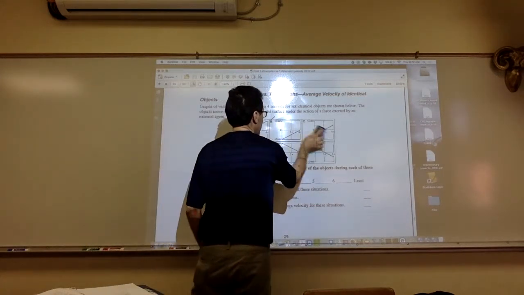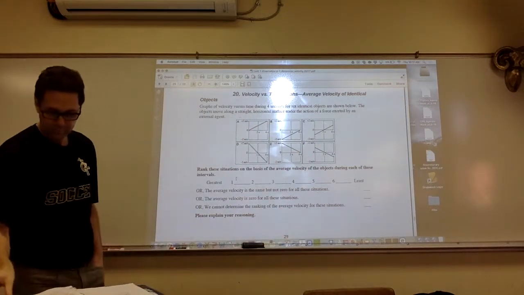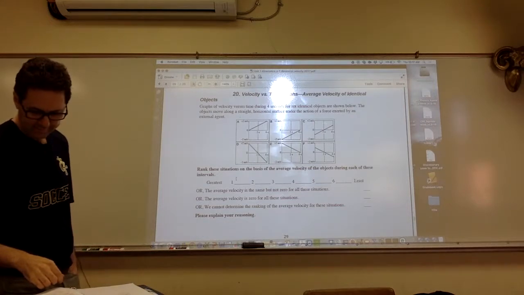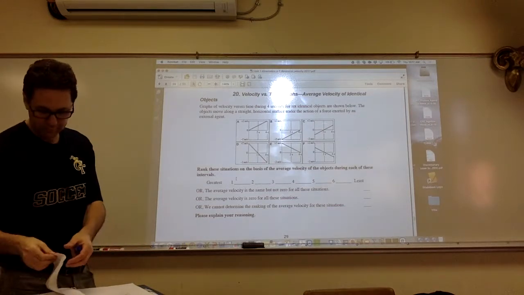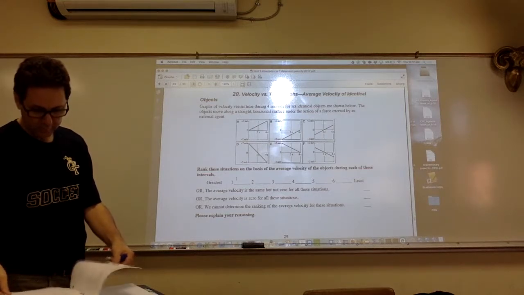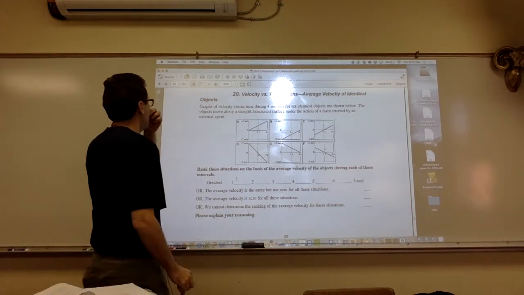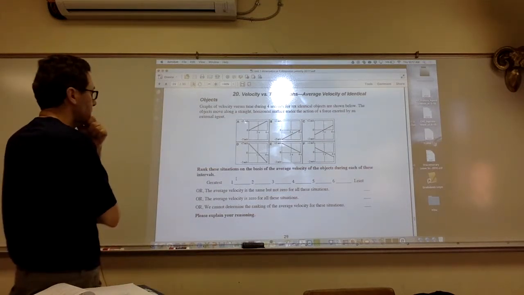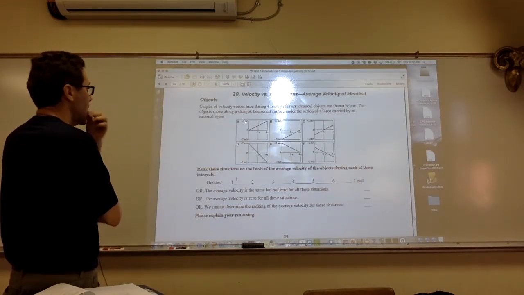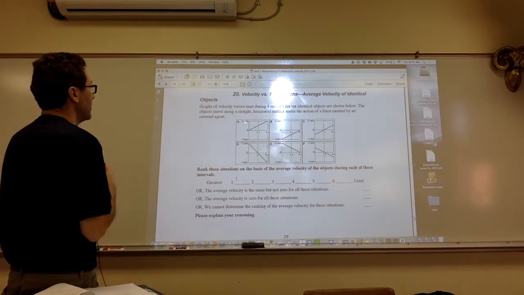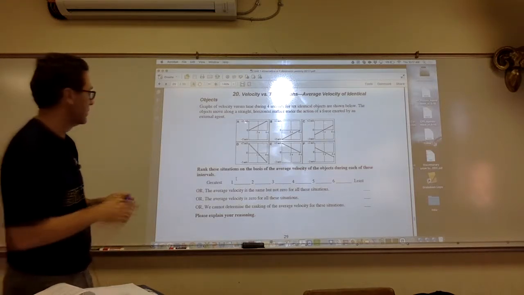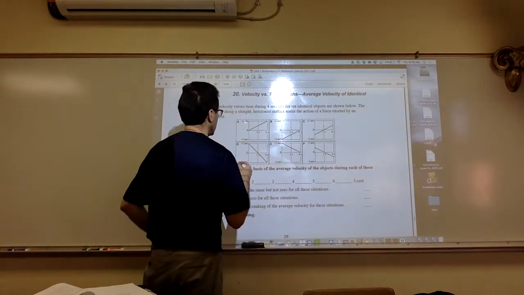All right, let's look at number 20. So here we're looking for the average velocity. To find the average velocity, we just add up the velocities and divide by 2, I guess, right? Because it's a constant acceleration.